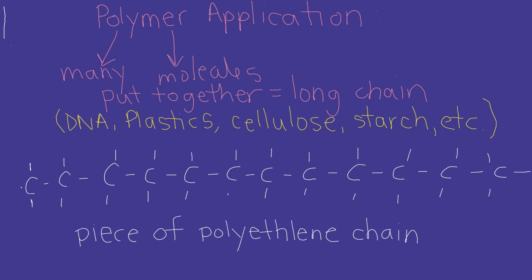So let's take a look at an application with polymers. Poly means many and mer means molecules. So it's many of the same repeating unit connected together as one long giant chain. And when we say one long giant chain, this can be thousands to tens of thousands of atoms long in this chain. Most of them are going to be organic molecules.